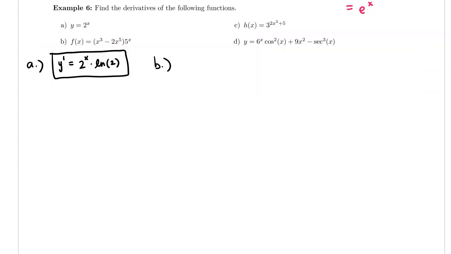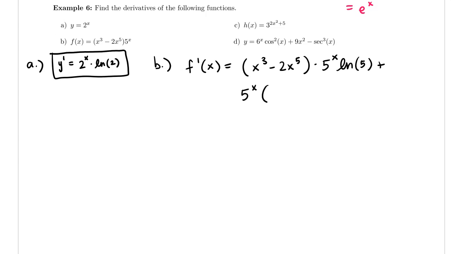All right, for part B, we are going to need to use the product rule since we have the product of two functions. So f prime of x is equal to the first function times the derivative of the second function plus the second function times the derivative of the first function. And the first function is a polynomial, so I'm just going to use the power rule on that. And there is our derivative for part B.